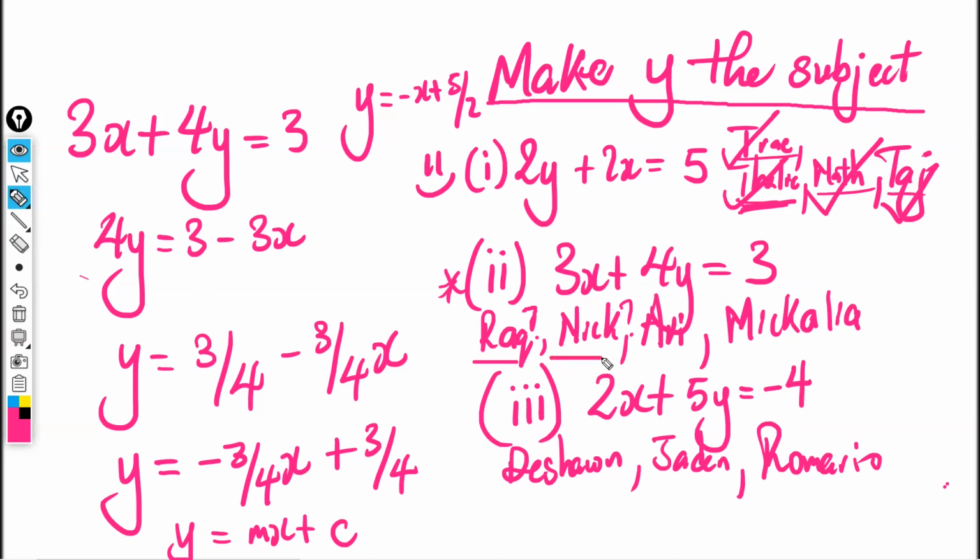Pay attention, guys. So that should be the answer for you guys, if you make y the subject. Regardless, once you make y the subject, you should be able to find your gradient and your y-intercept. Cool. So let me move on to the last set now.